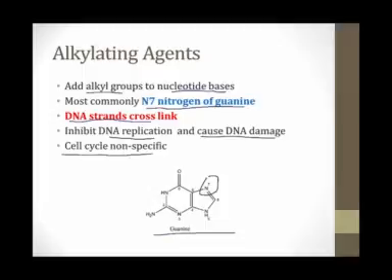These are cell cycle non-specific chemotherapy agents. They can alkylate DNA and lead to cell death in cells that are in any portion of the cell cycle.